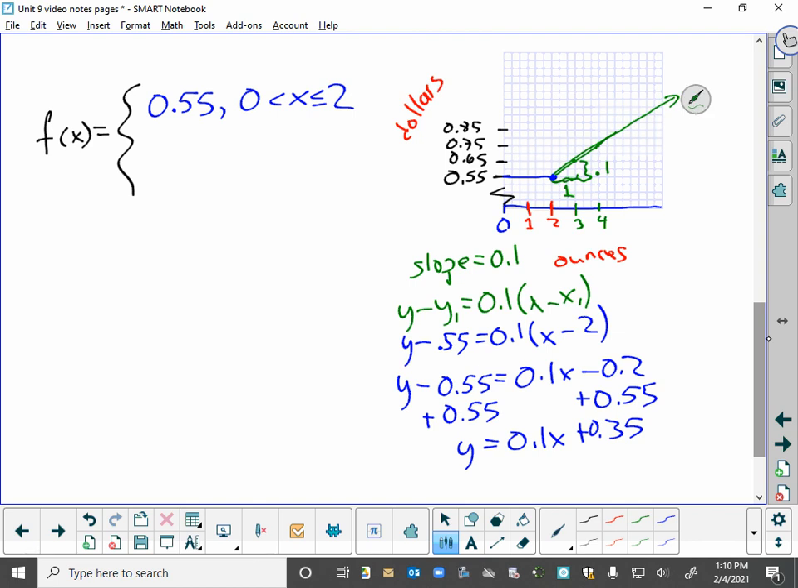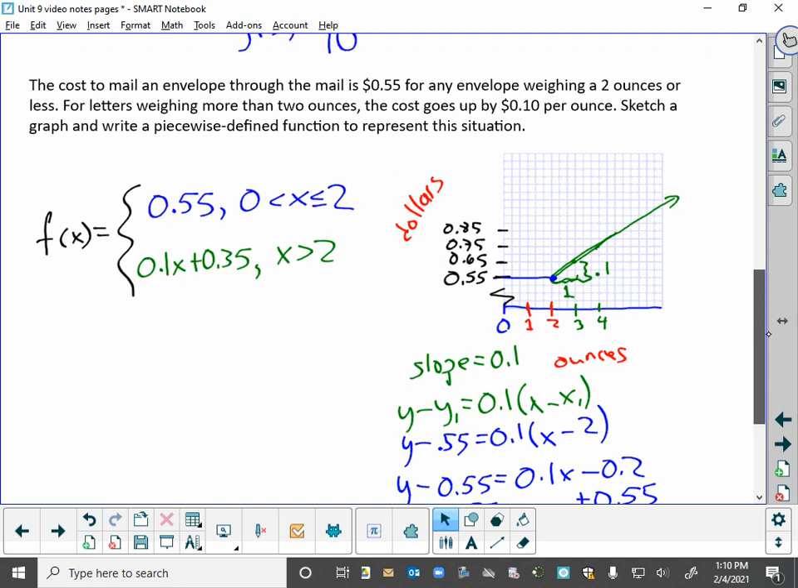So the rule is 0.1x plus 0.35, and that will apply for x's that are bigger than 2. I don't know where the top end of that is going to be, but this is what that equation should look like, that piecewise defined equation. Again, I could visually see 2 parts, so I have 2 rules and a domain for each of those rules.